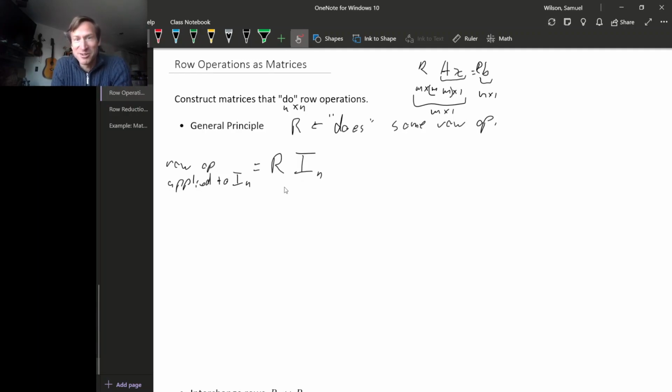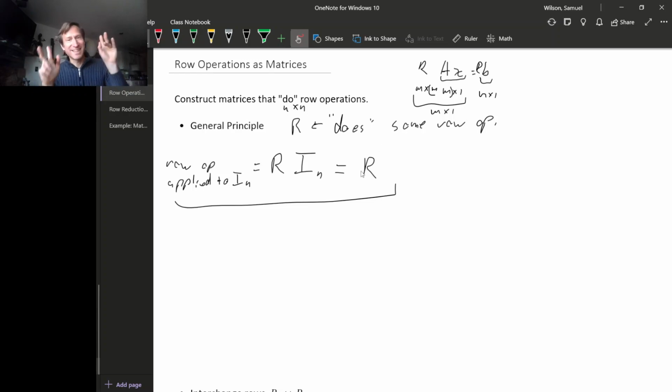Because that's what we said R does. Multiplying on the left by R does the row operation, so R times the identity is the row operation applied to the identity. On the other hand, any matrix times the identity matrix of an appropriate size just gives you the same matrix back. So this equation tells us what R has to be: to figure out a matrix that does a row operation when you multiply on the left by that matrix.